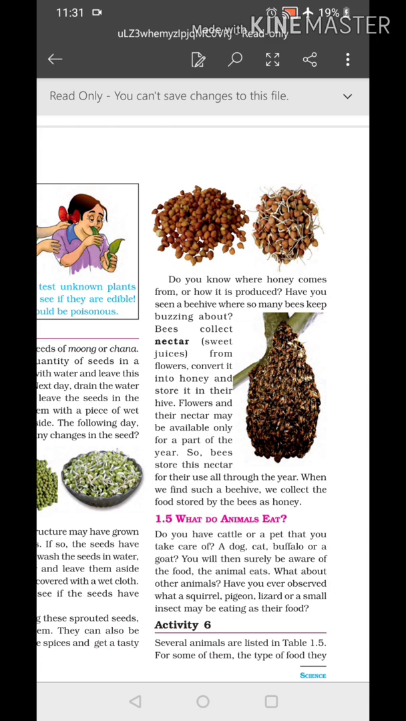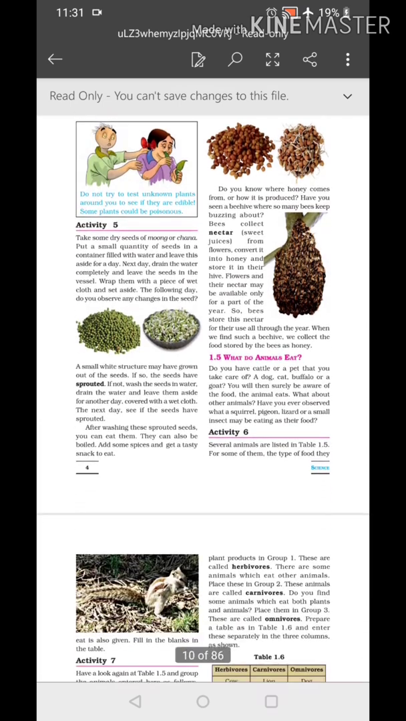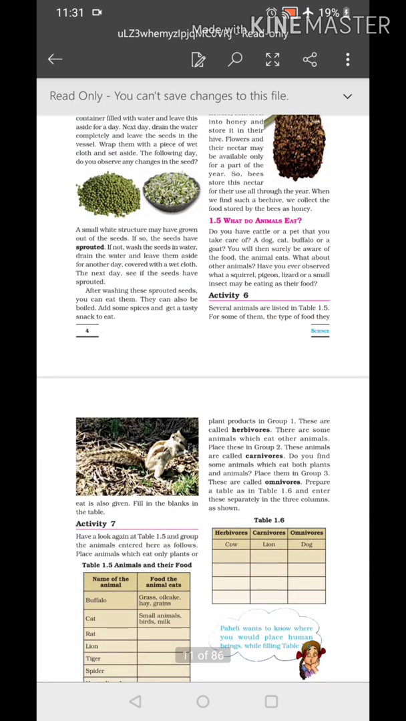Now we are going to categorize animals based upon their food habits, like what they eat. What do animals eat? We are going to categorize or classify animals into 3 categories, which is herbivorous, carnivorous, and omnivores.